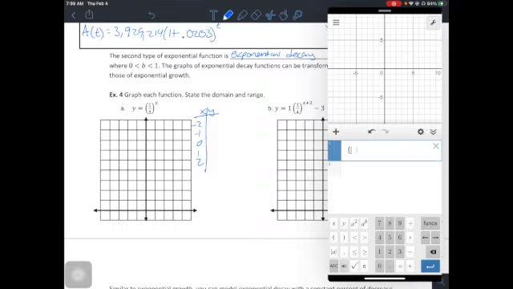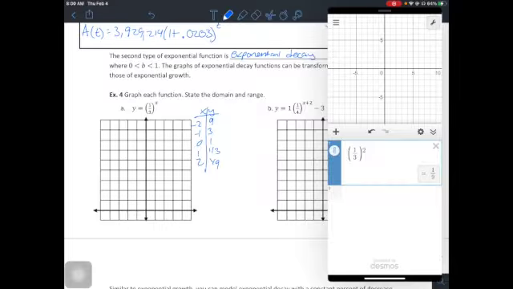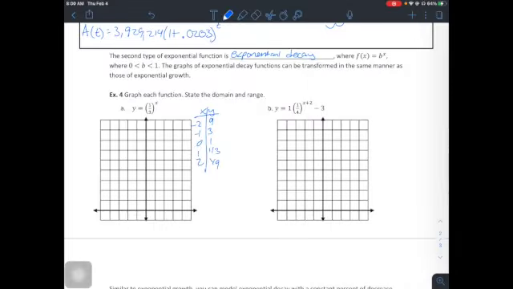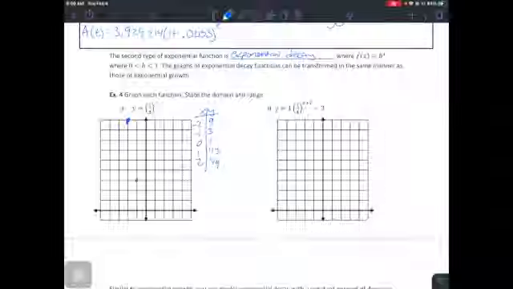I'm going to type 1/3 to the -2nd power. That would be 9. 1/3 to the -1st power is 3. To the 0 power is 1. To the 1st power is 1/3. Squared would be 1/9. So -2, 9. -1, 3. 0, 1. So on and so forth.